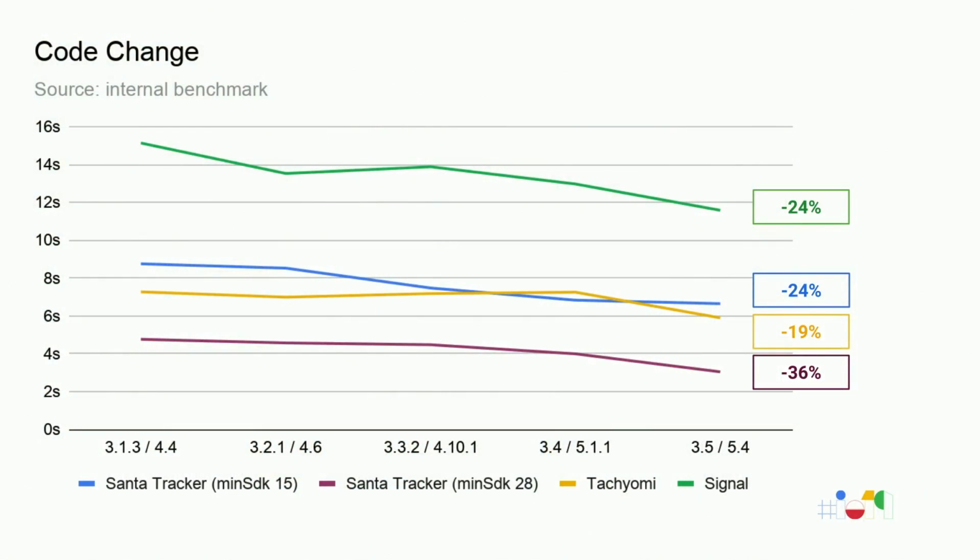One scenario is to make a code change. So we change a little bit of code and rebuild the project. On the open source project, you can see some improvement ranging from 24 to 36% improvement between 3.1 and 3.5.